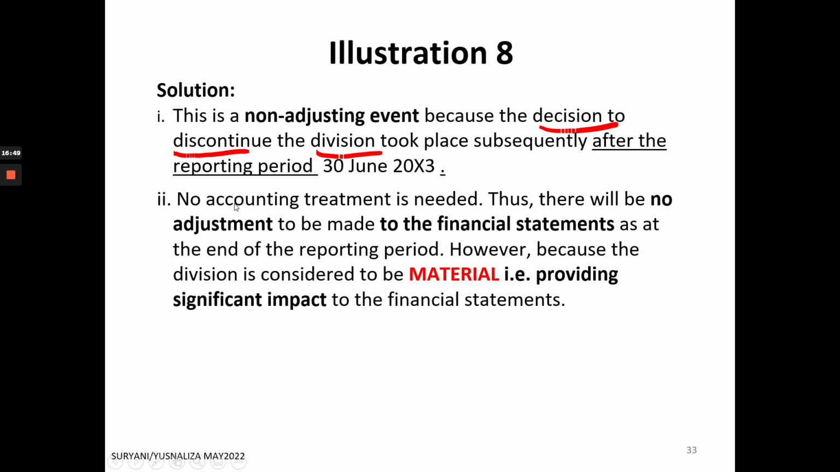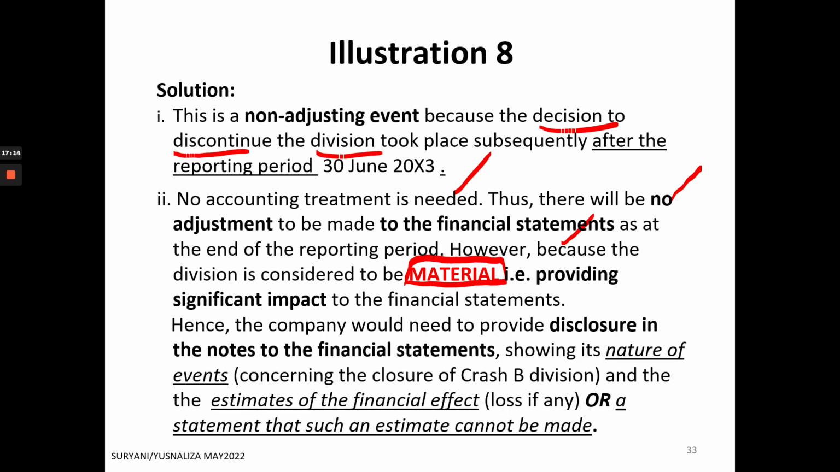There is no accounting treatment needed. Why? Because this is just a disclosure that you need to inform to the owners or to the shareholders, and there will be no adjustment to be made in the financial statement. However, because the division earlier on was considered to be material, which means that it has significant impact to the financial statement, therefore the company will need to provide disclosure notes.